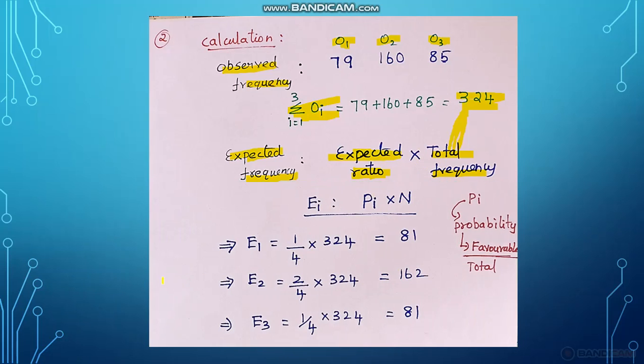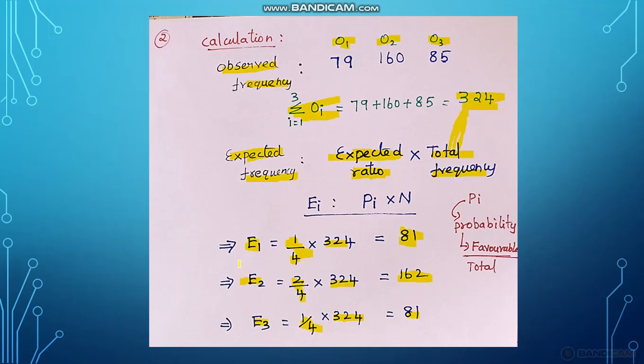We want to find E1. E1 is 1/4 into 324, which equals 81. E2 is 2/4 into 324, which equals 162. And E3 is 1/4 into 324, which equals 81.